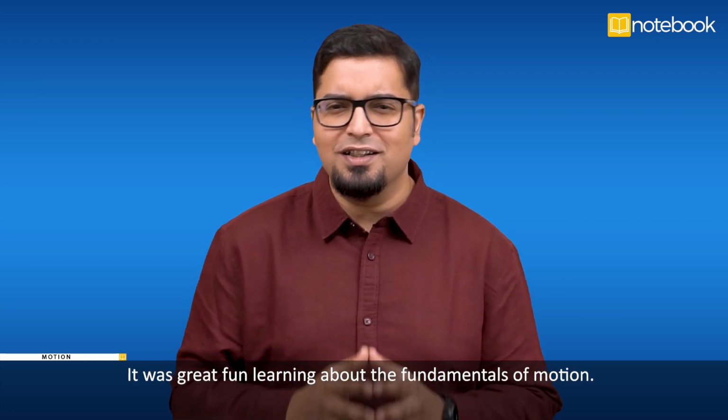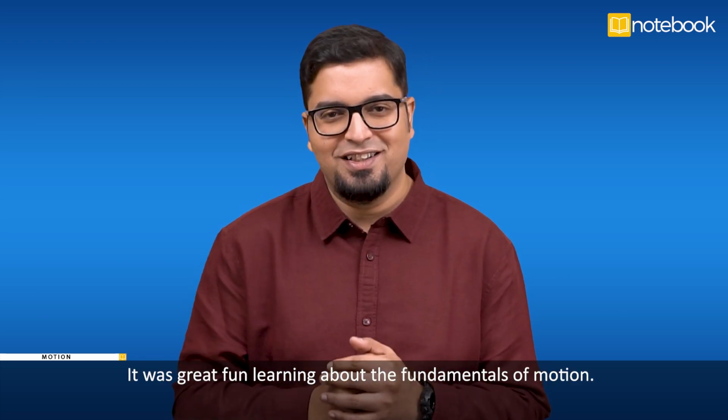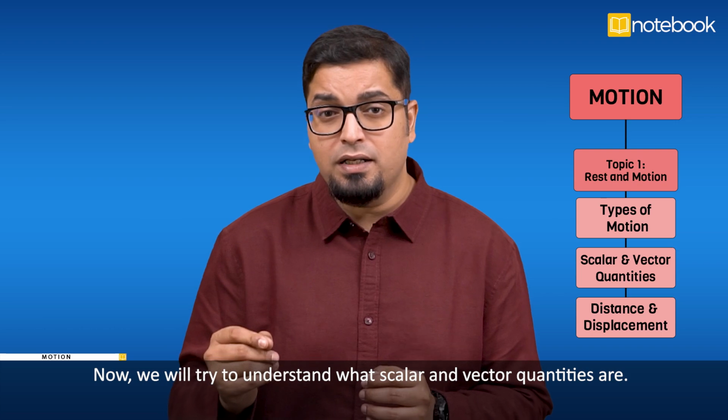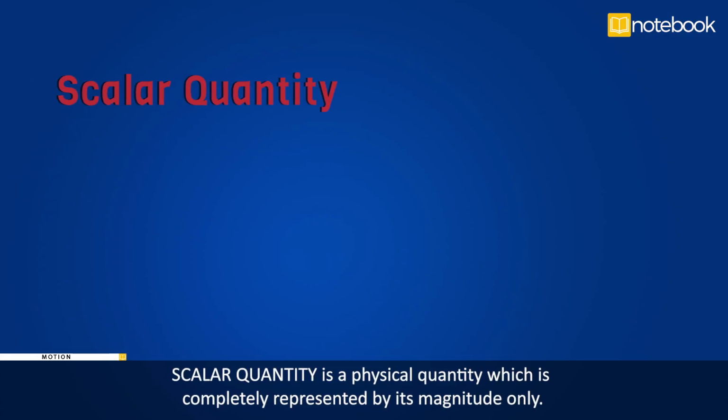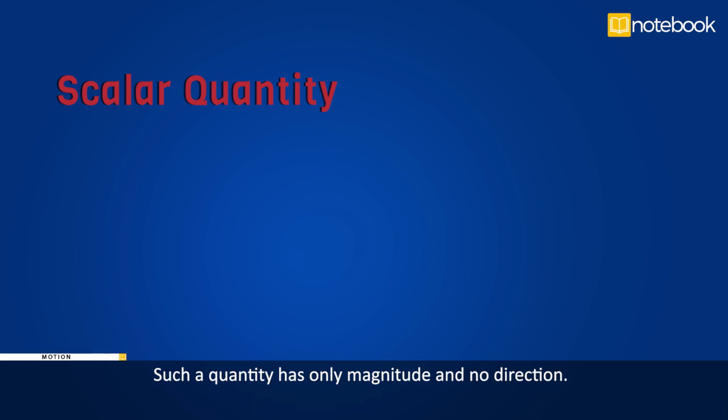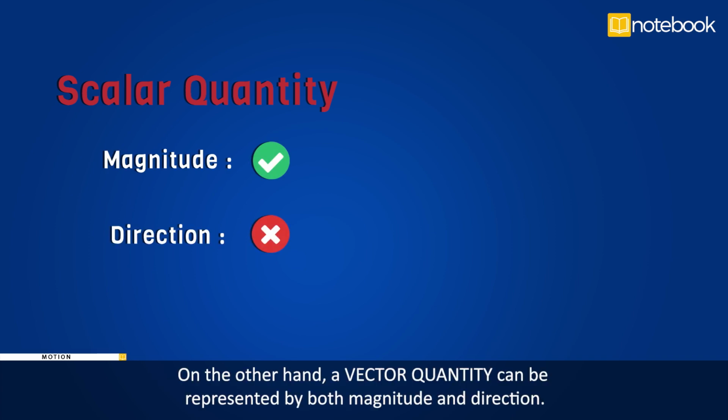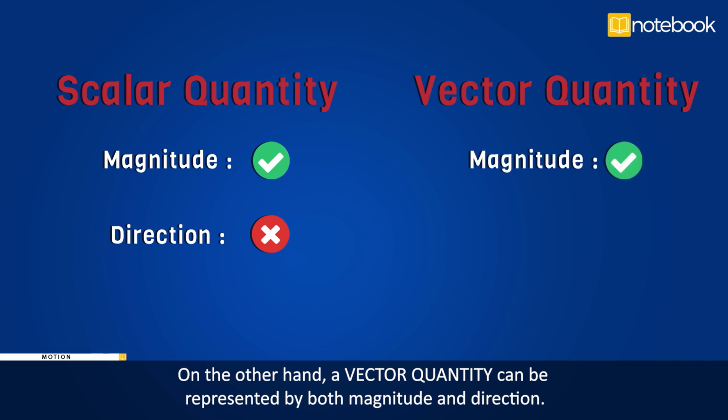It was great fun learning about the fundamentals of motion. Now, we will try to understand what scalar and vector quantities are. Scalar quantity is a physical quantity which is completely represented by its magnitude only. Such a quantity has only magnitude and no direction. On the other hand, a vector quantity can be represented by both magnitude and direction.